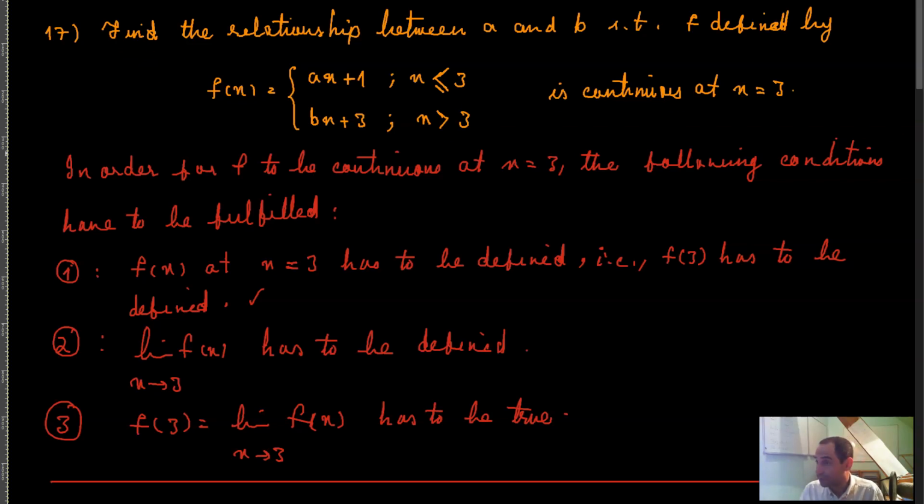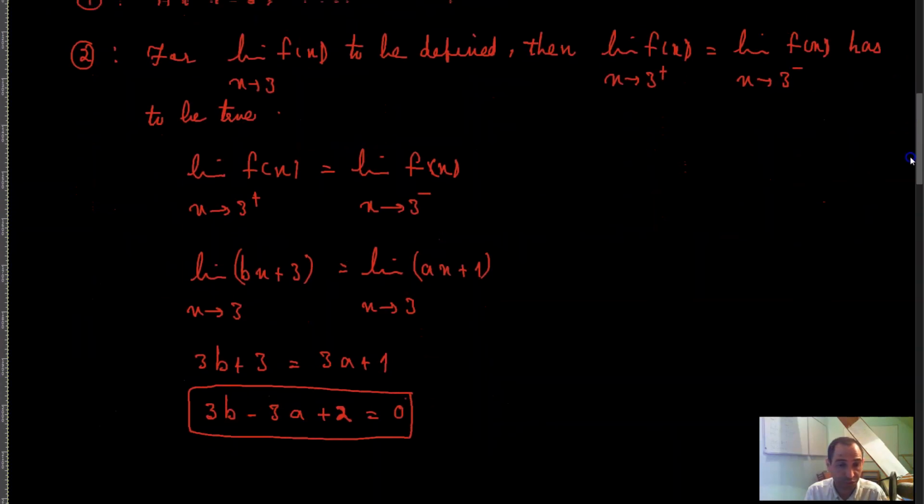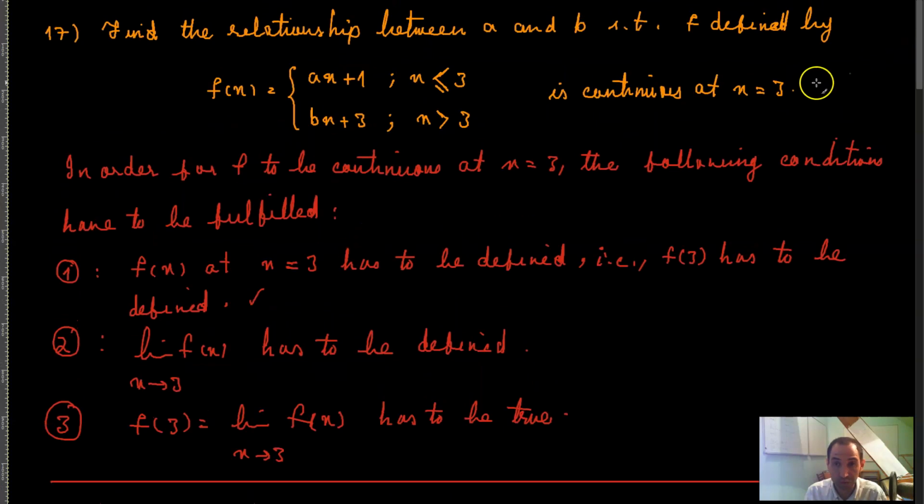So the next question that we have here is question number 17, and you want to find the relationship, or a relationship, depending on the situation, between a and b, such that f defined by this function is continuous at x is equal to 3, right? So basically it's a simple question. First I was writing this down and I got a little bit confused, but basically it's a simple question.